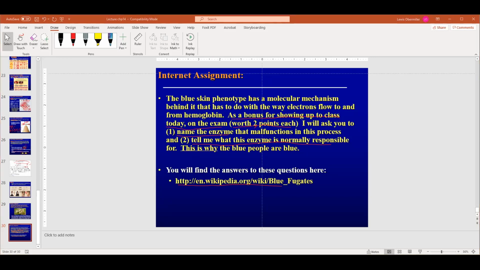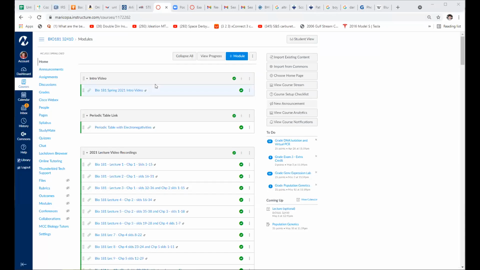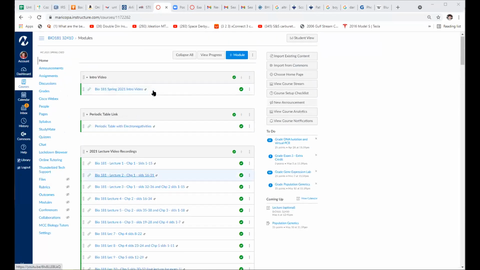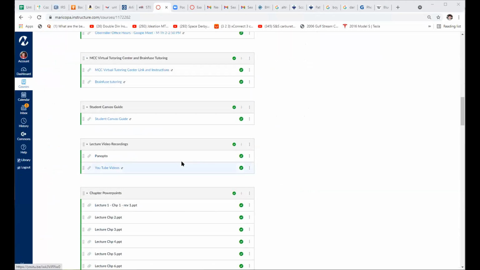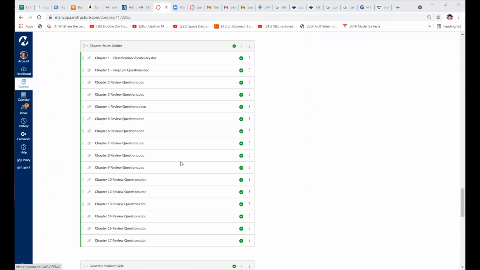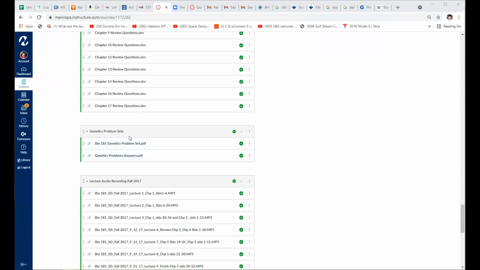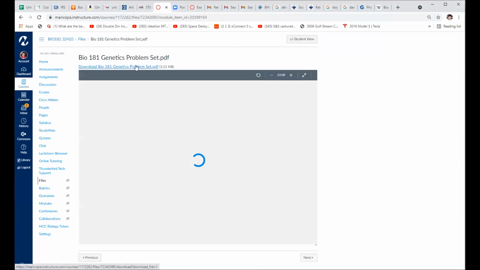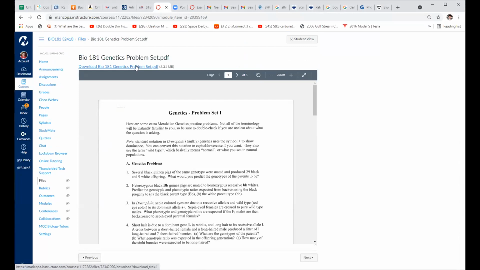So the other thing that I want to show you real quick is that if we go to Canvas and you look at the home page, and you scroll down, below the PowerPoints and the crosswords and the study guides, there are these genetics problem sets. I want you guys to practice these problems. They're going to help you for a lot of the questions that you're going to have on the exam.